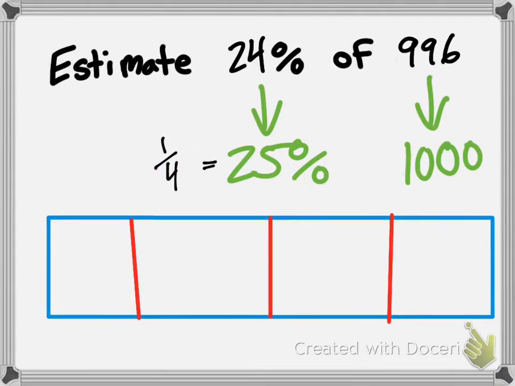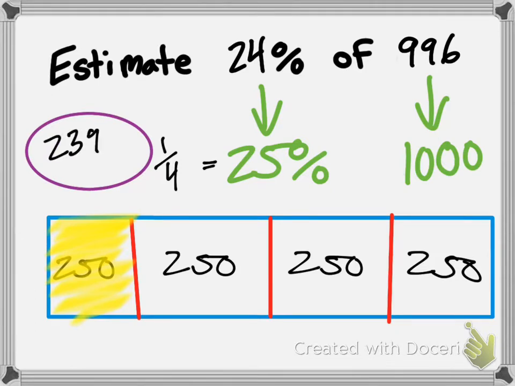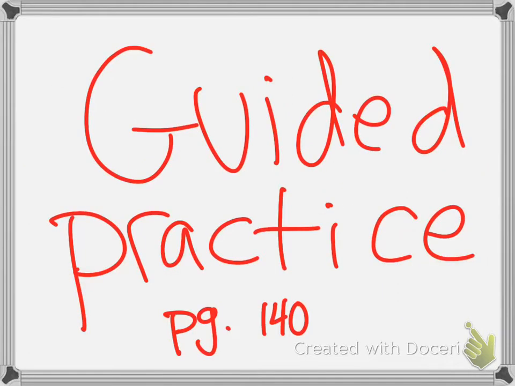What's 1,000 divided by 4, you guys? Yes, we get 250. Practice your long division if you're having trouble, and I only care about 1, which means my answer is approximately 250. Again, if I was to find my exact answer, I would find my exact answer is 239 and 4 hundredths. Very close. Do the guided practice, you guys, on page 140.